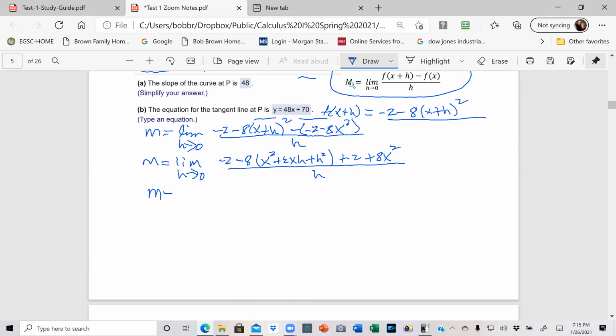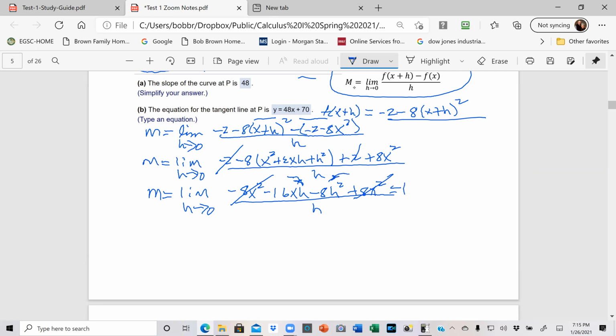And continue to simplify this. Notice, first of all, 2 and -2 will cancel. And we're going to have -8x squared minus 16xh minus 8h squared plus 8x squared divided by h. Notice this cancels. And we're left with, notice we can factor an h out of each of these two terms.